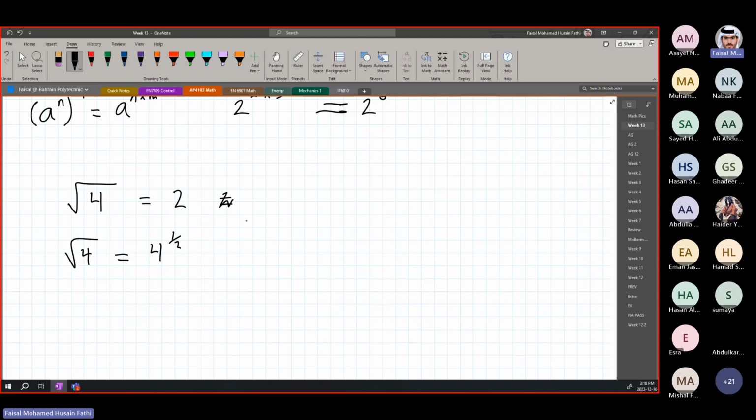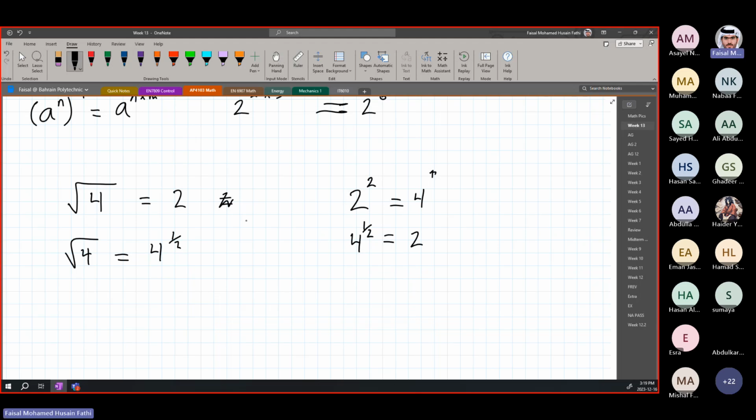Why is that? Let's break this down a bit. So we have 2. When we square it, we get 4, right? So what do we have to do for 4 to get to the 2? We have to do the exact opposite. So here we are squaring, here we are square rooting, which is 1 over 2. So it's the opposite of the exponent. That's basically what this means.